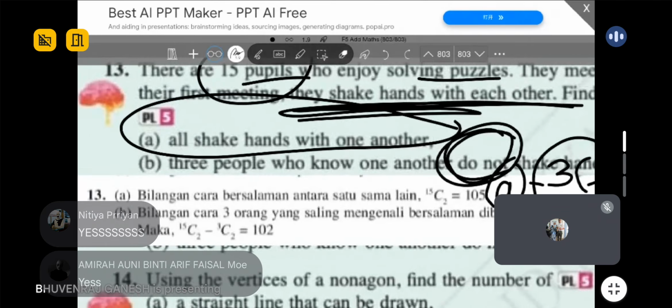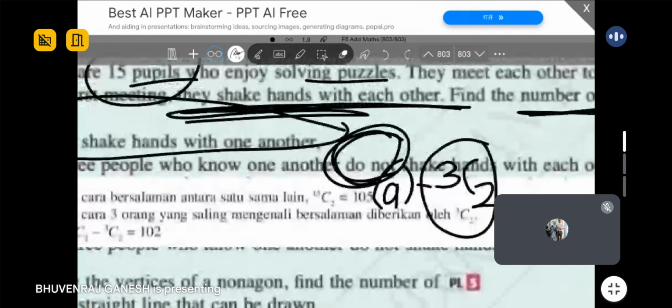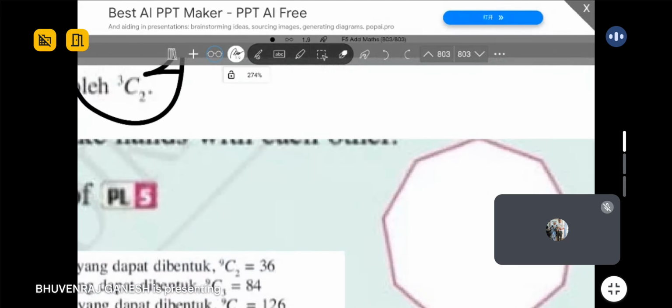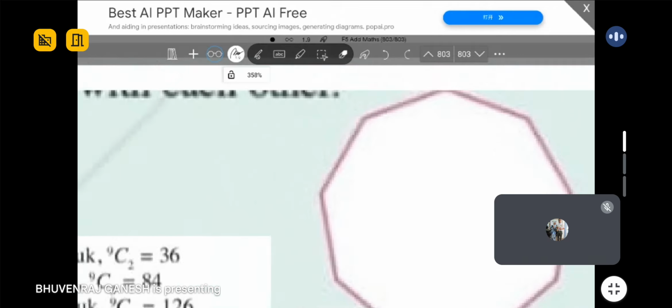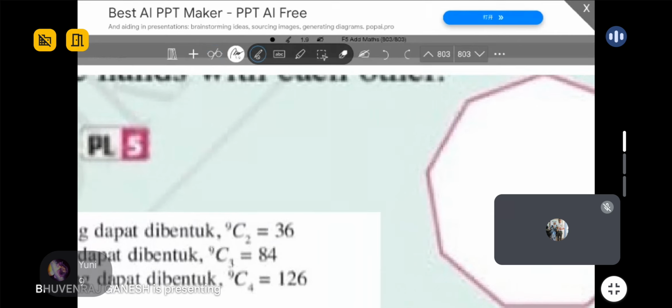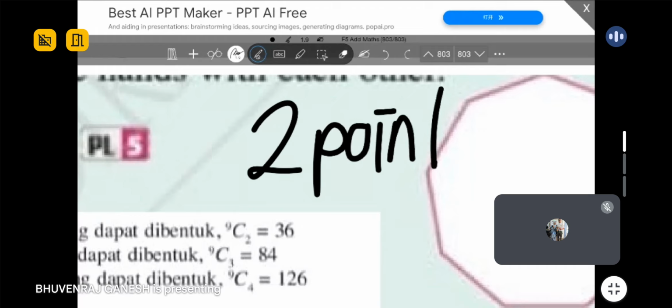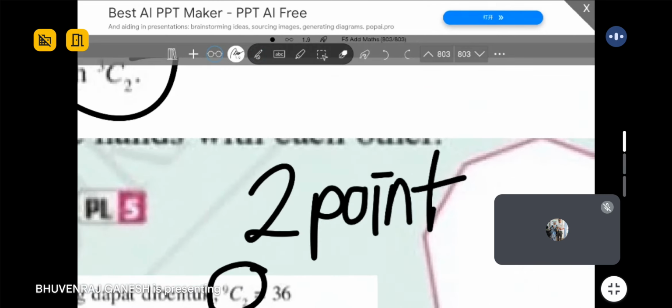We are talking about a nonagon. First, they ask you the number of straight lines. How many straight lines can I draw in a nonagon? Because a straight line will connect 2 points, the answer is 9C2, because the total vertices is 9 for a nonagon. So the answer is 9C2.